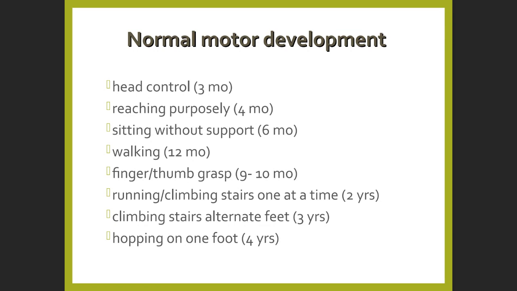At 2 years, they climb stairs one step at a time. So one foot on one step, and they bring the other foot up to meet it. Then the right foot on the next step, and they bring the left up to meet it. Whereas they climb stairs alternating feet at age 3 years, and by 4, they're able to hop on one foot. So, Mr. Jones, what other motor milestone does a child have at 3 years?